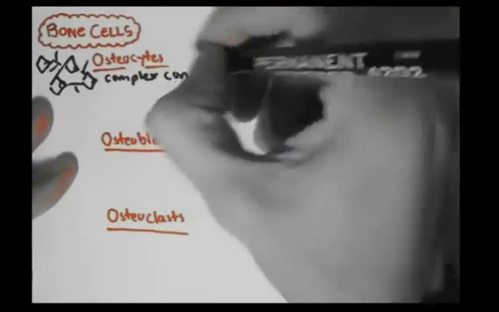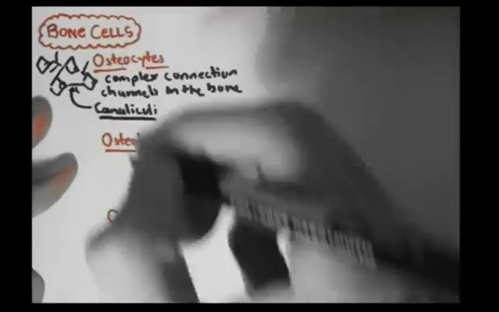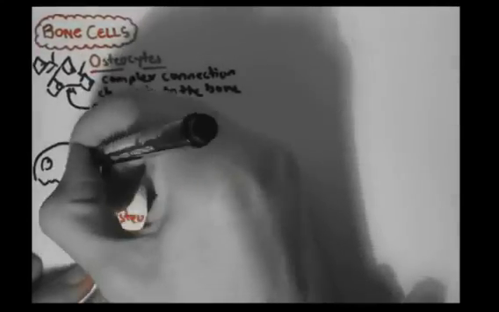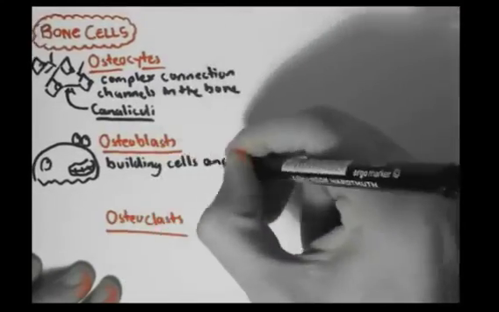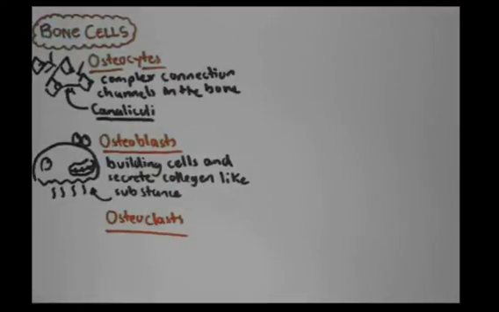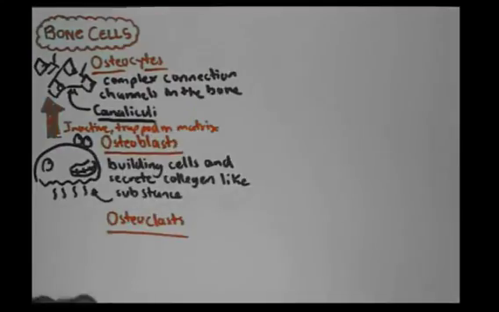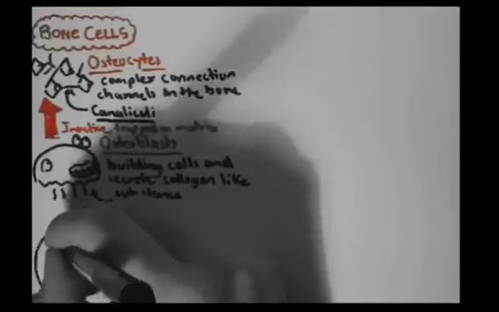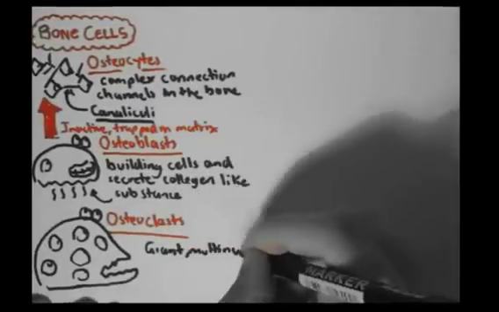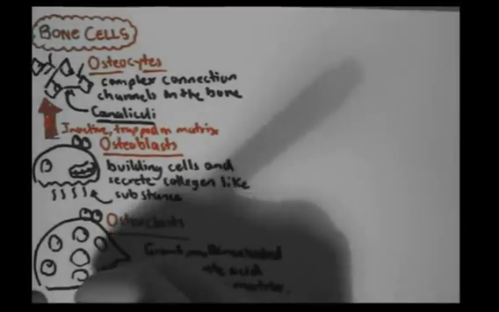They have complex connection channels, and these connection channels are known as canaliculi. Osteoblasts are the bone building cells, and they secrete a collagen-like substance which initiates new bone formation. Now, if osteoblasts are inactive or are trapped in their own collagen matrix, they can become osteocytes. The last cell we are going to discuss are the osteoclasts, which are giant multinucleated cells, on average with 6 nuclei, and they secrete acid, which destroys the bone matrix. There are also other types of bone cells, but they're not so important in this section.